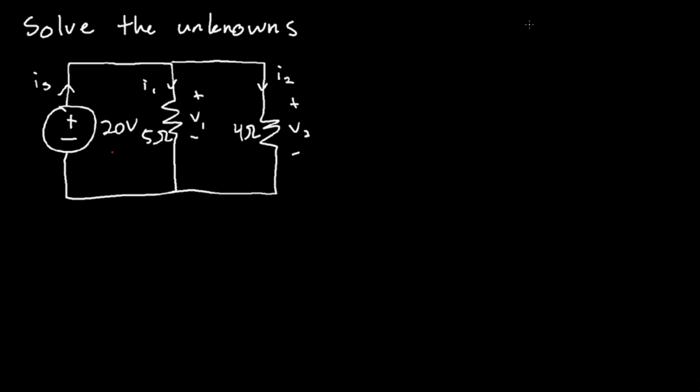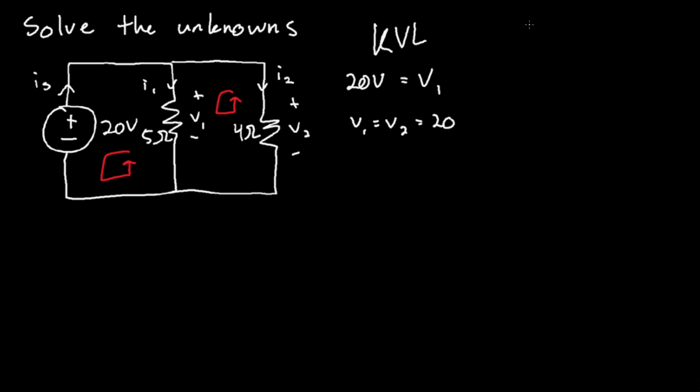First off, KVL. Let's go in the counterclockwise direction. I like counterclockwise. So counterclockwise, 20 volts is a voltage drop in the counterclockwise direction. And V1 is a voltage rise in the counterclockwise direction. So 20 volts is equal to V1. And if you do the same thing, if you do KVL again at this loop, you'll realize that V1 is equal to V2. Therefore, V2 is 20 volts as well.